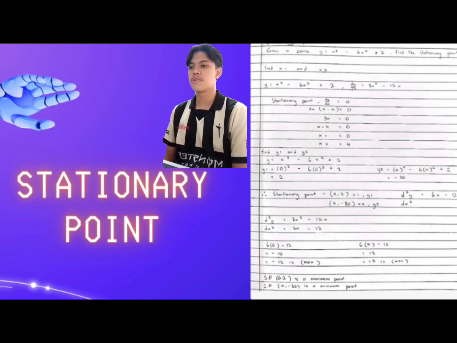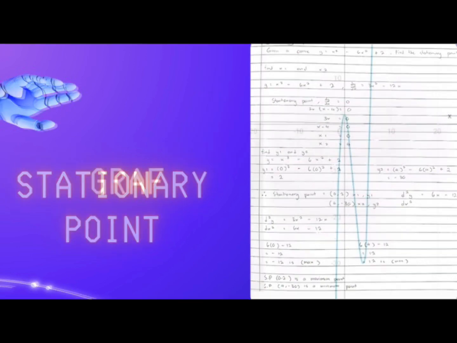So stationary point (0, 2) is a maximum point. For the second one, stationary point (4, negative 13) is a minimum point. So that's all from me.